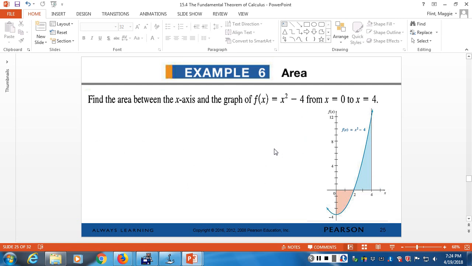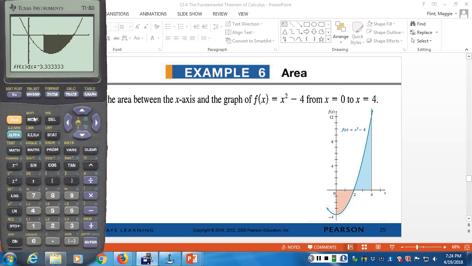This is the reason you needed to pay attention to that, because this happens realistically in business quite a bit. If we're trying to find the area on the graph of x squared minus 4 from 0 to 4, we're going to have a problem, because here's what the calculator tells us it is. So remember, our lower limit is 0 and our upper limit's 4.